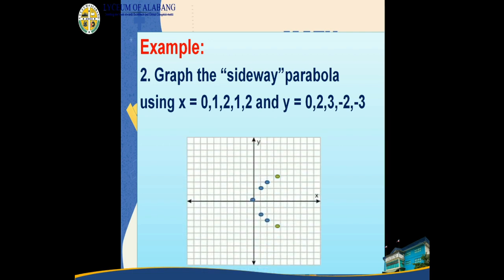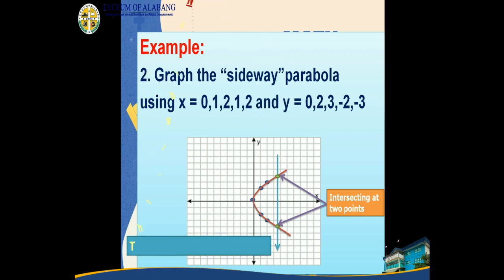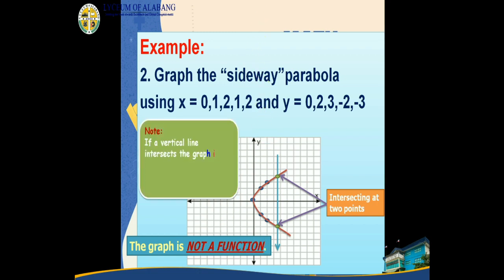The graph forms a parabola that opens right. To check if the graph is a function, we use a vertical line test. Since there are 2 points of intersection, the graph is not a function. Take note, if a vertical line intersects the graph in some places at more than one point, then the relation is not a function.